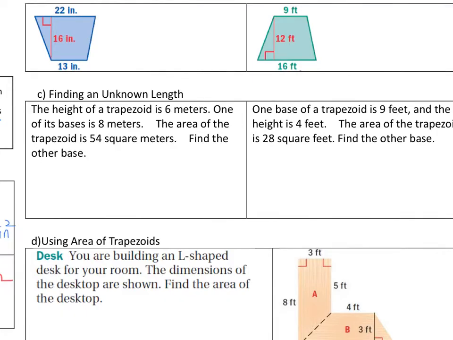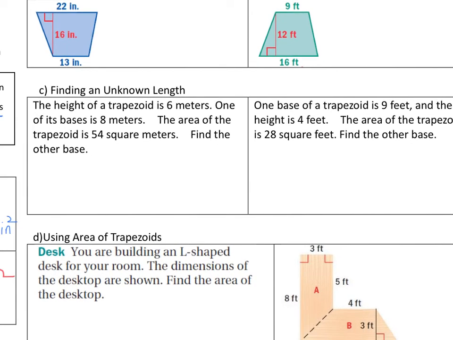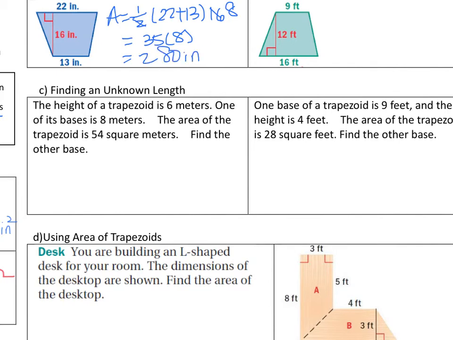Okay, let's advance with more practice problems. So to find the area of this trapezoid, again, we take 1/2, and we add the bases, 22 plus 13, and multiply by its height of 16 inches, and you should get 35 times 8, and the final answer should be 280 inches squared.